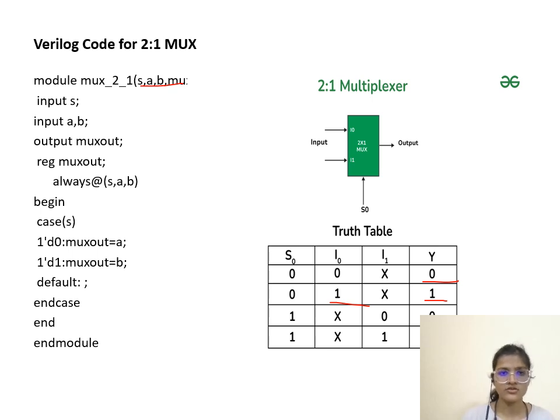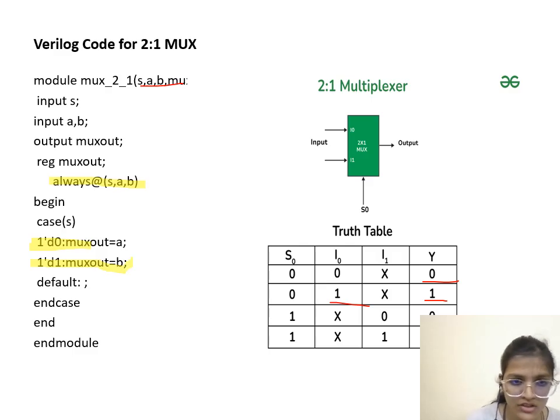Okay, so for the always block, always is used whenever any inputs change. That's why we gave the sensitivity list S, A, B, because these are the values which trigger it. Begin indicates the starting of the always block. In the always block, there are two cases in which the value of S can change. Whenever the value of S is 0, the output is set to A, and whenever the value of S is 1, the output is set to B.